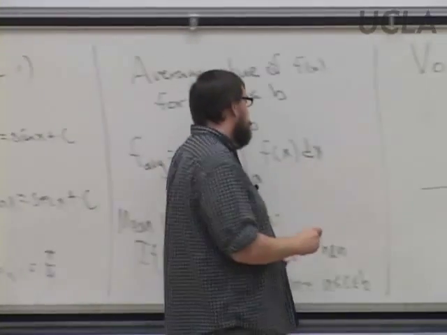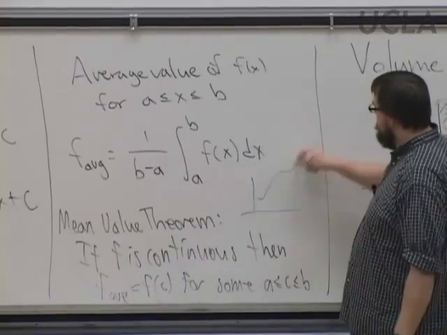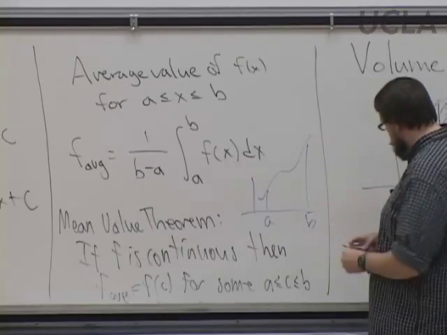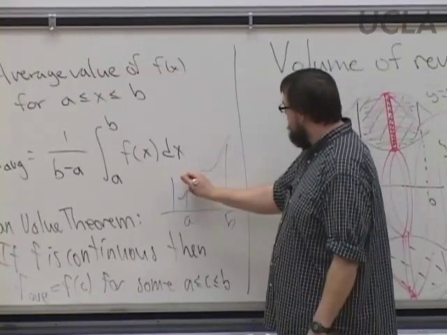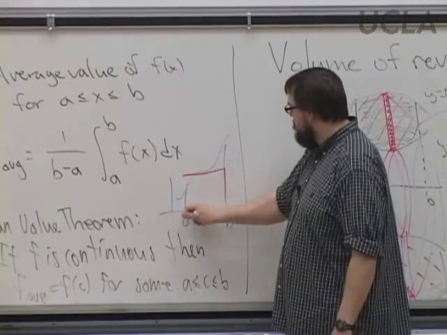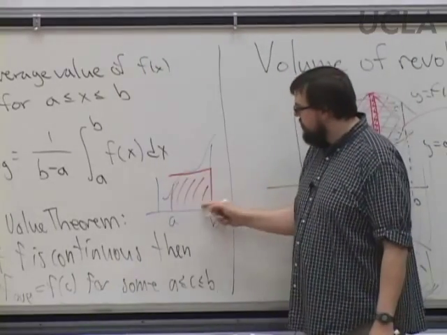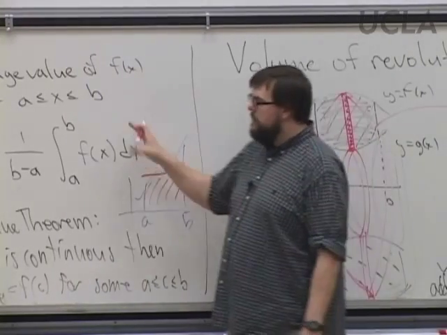Now, geometrically, another way to think about average value is if I have some curve between a and b, then the average value is simply the height of a rectangle that you would have to make with the same length between a and b so that the area of this rectangle exactly matches the area underneath the curve. So geometrically, that's how you can think of average value.